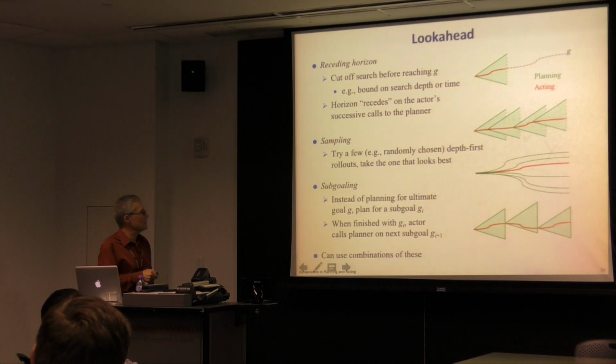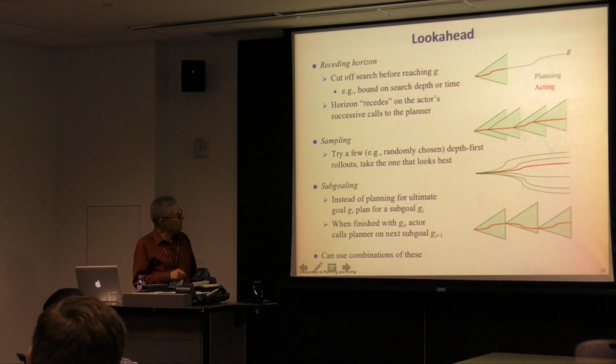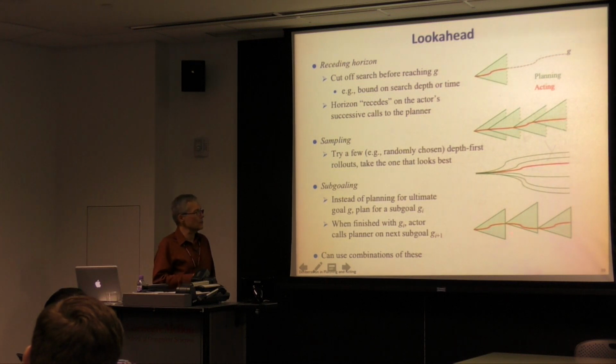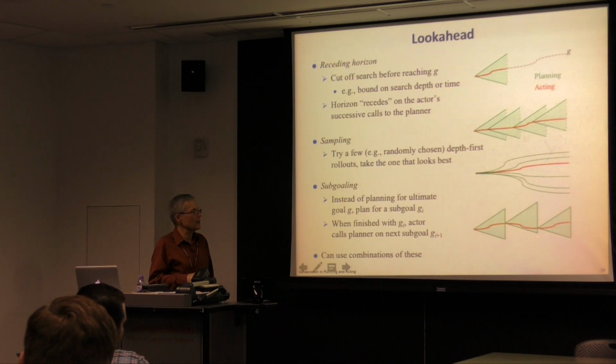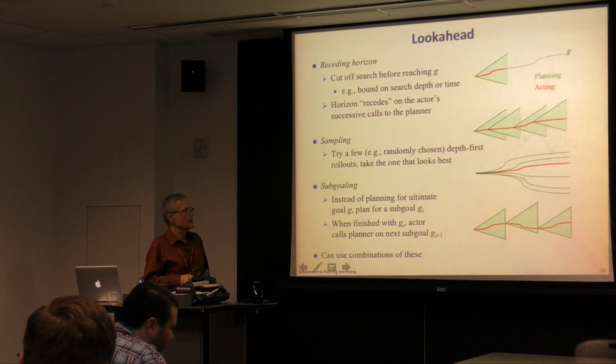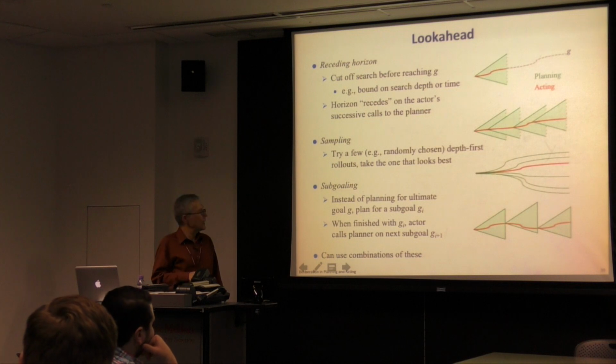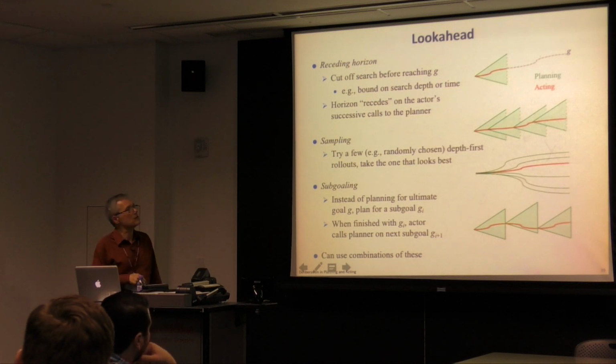Third possibility would be sub-goaling, and the idea there is that instead of planning for our ultimate goal, we, at our top level, decompose it into some sub-goals. We call the planner on one of them. We execute that plan until it's done. We call the planner on another one. We execute that until it's done, and so forth. Okay? And you can use combinations of these as well.